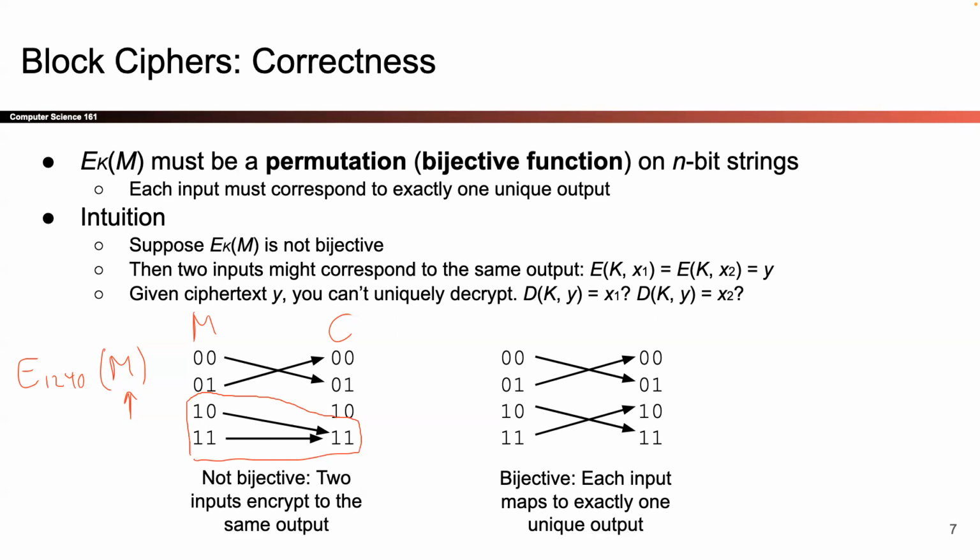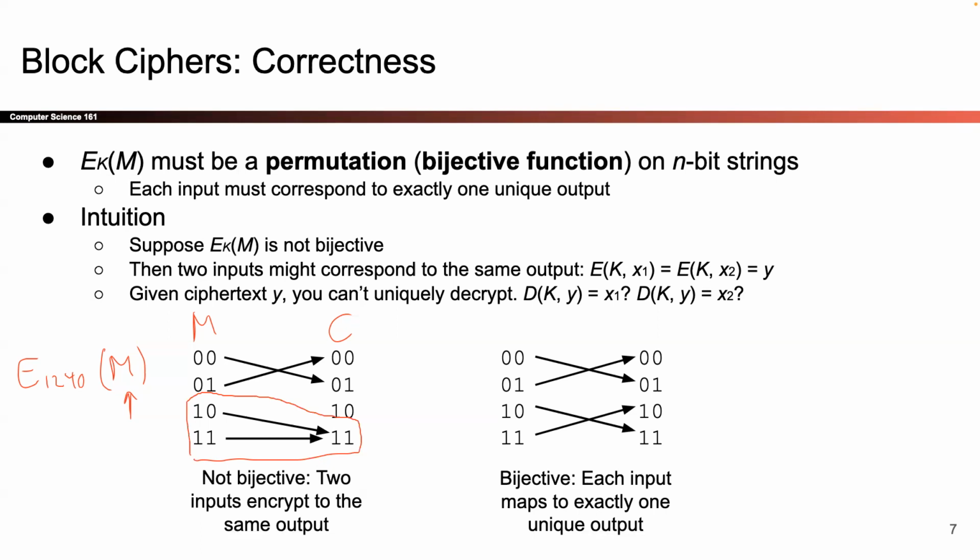Well, what's the decryption? Is it 1, 0? Is it 1, 1? Is it both? Is it neither? I don't know. It seems like what's happened here is that because 2 of the inputs map to the same output, if I then take that output and ask you, which input was the correct input? I want to go backwards. I want to decrypt. I can't uniquely figure out what the original plaintext was.